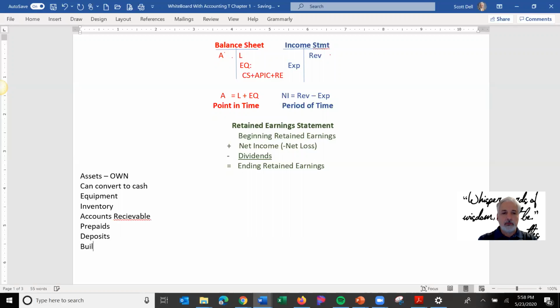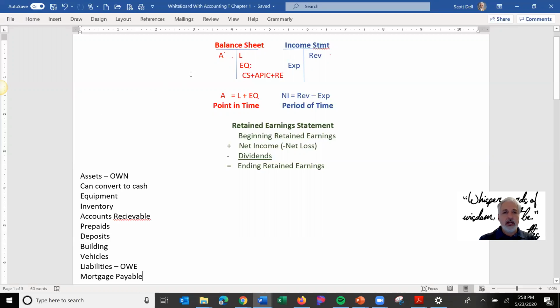We might have buildings. We might have vehicles. We have all kinds of things that we can purchase or acquire in some way, shape, or form, but ultimately can sell and convert to cash. So assets are things we own as opposed to liabilities, which are things we owe. So we owe money. We've got to pay. We have an obligation to pay. We may take out a mortgage. So we've got a mortgage payable on that house or on that building that we purchased.